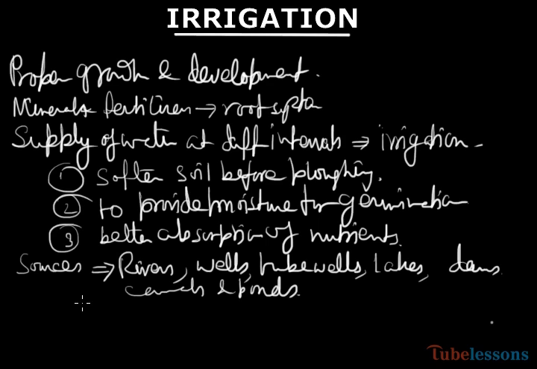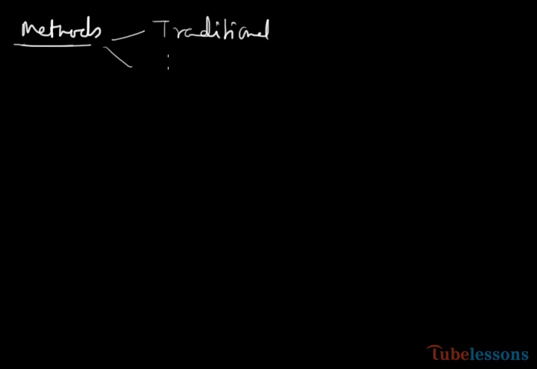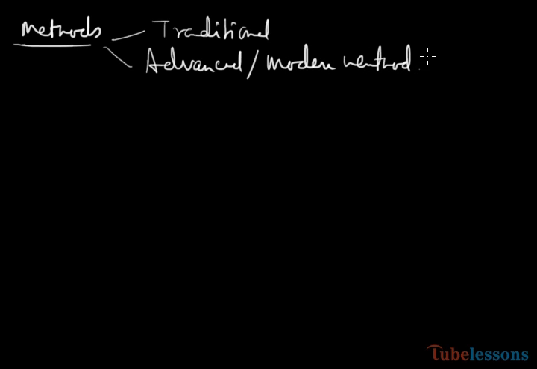Now, in our next segment, we must go to the methods of irrigation. In this part, we discuss methods of irrigation. Basically, two methods are followed. One is the traditional method, another is the advanced method, which is also known as the modern method of irrigation. First of all, we would like to discuss the traditional method.